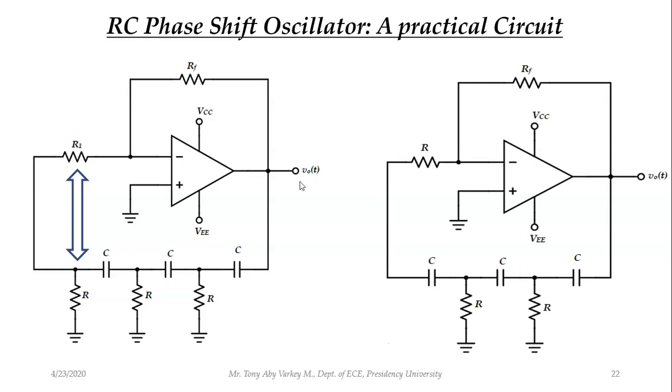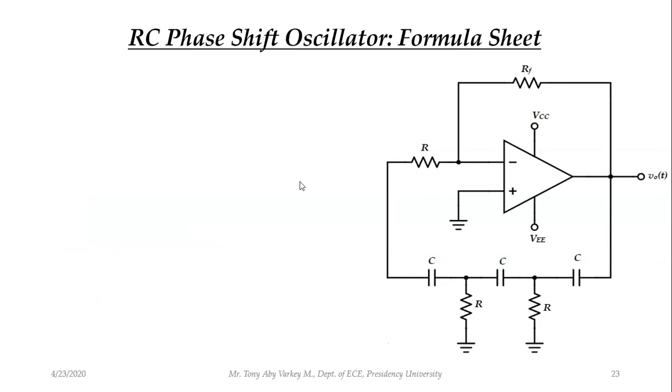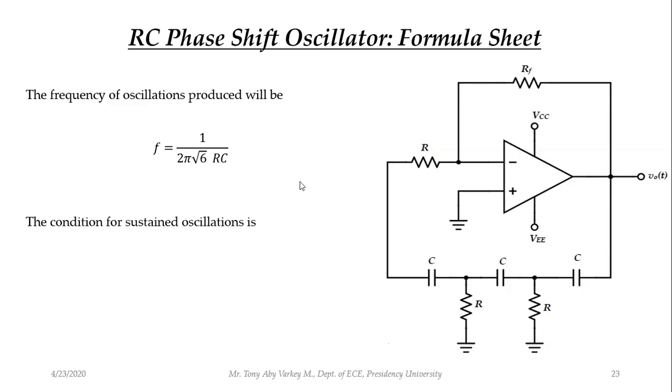Okay, clear. So this is the practical circuit that I will be simulating. The other circuit also you can simulate, it will work. So this is the circuit, and the formula sheet is: frequency of oscillations produced is 1 by 2 pi root 6 RC. Condition for sustained oscillations is mod A should be greater than 29, or RF should be greater than 29 times R, because here the gain is RF by R.